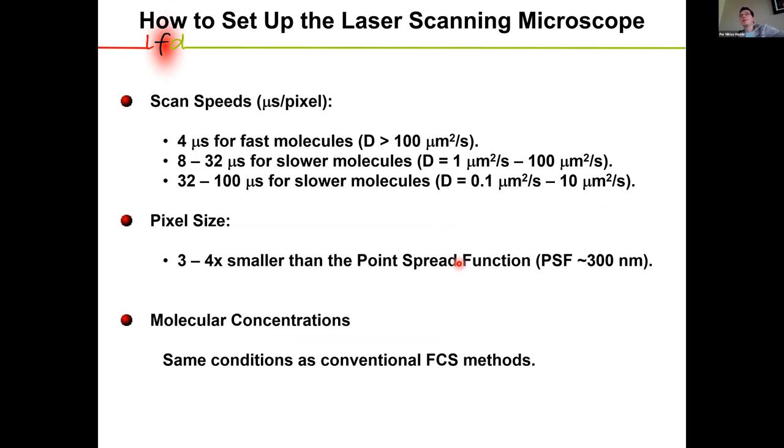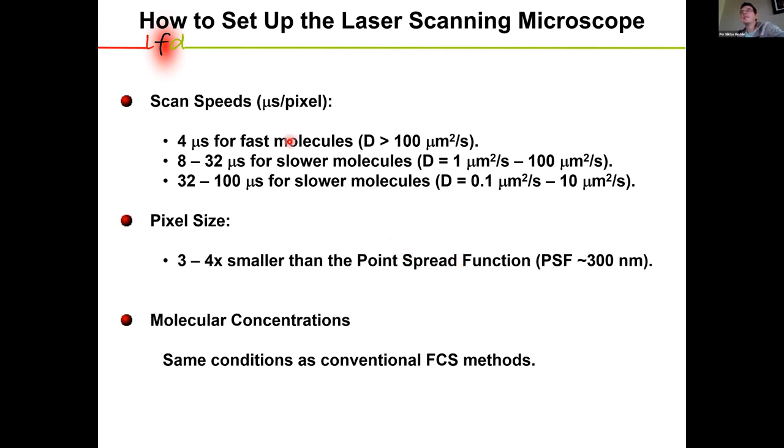Okay, so what parameters should you use to set up your laser scanning microscope? Depends a bit on how fast the molecules of interest are moving. Of course, this is what you want to measure, so maybe we don't know in the beginning what the range is. I mean, you can have some general ideas. If it's in the membrane, it will probably be slower than in the cytoplasm. But if you're absolutely not sure, you can just do multiple tests at multiple pixel dwell times and see at which speed you're getting something.